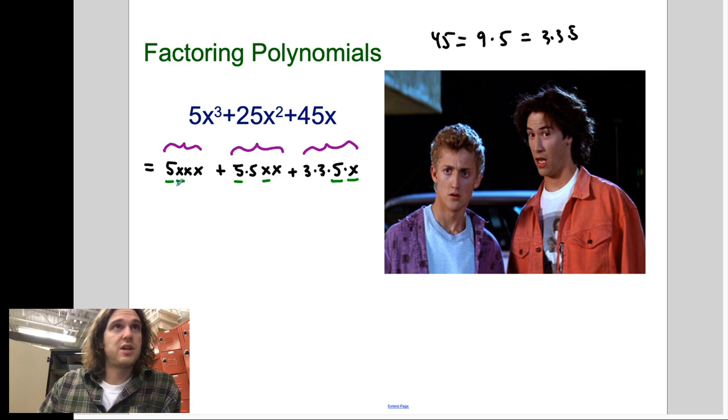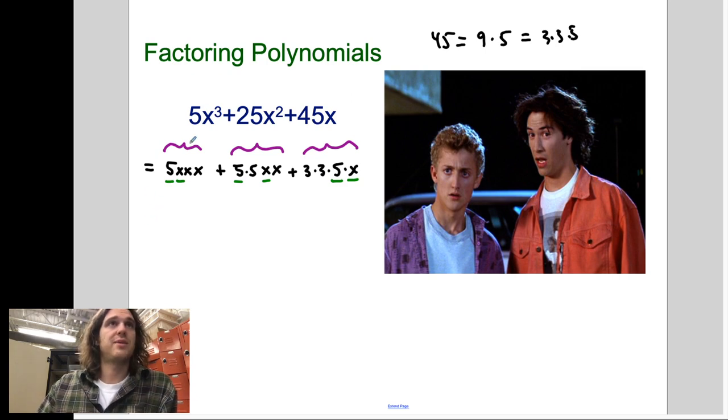But if we go through and we say, does each term have a second x? Well, this one has a second x. Oh, but this one doesn't, so I can't underline that. This one has a second 5, but this doesn't, so I can't underline. And this one has a 3, but these don't have 3s. So there's no other factor in the terms that is shared amongst all of them.